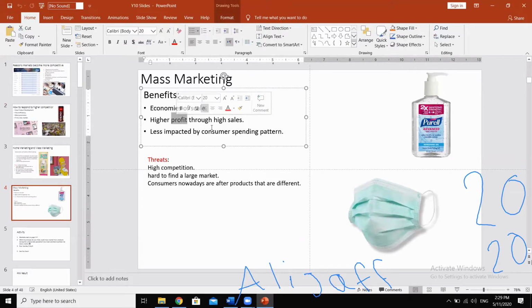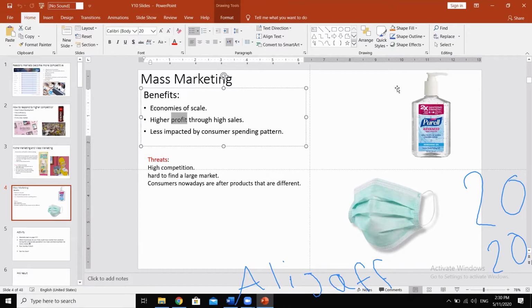Your profit margin could be high because you sell a lot. True that your profit margin is low on each unit product, but your sales is a lot, which means your profit could be high. This business is less impacted by consumer spending pattern. For example, if suddenly people in Turkey decide that they're not going to use any hand sanitizer, well, this business is mass marketing to a lot of countries.